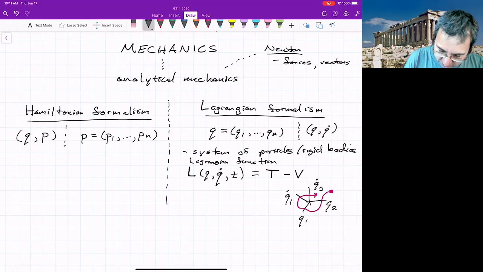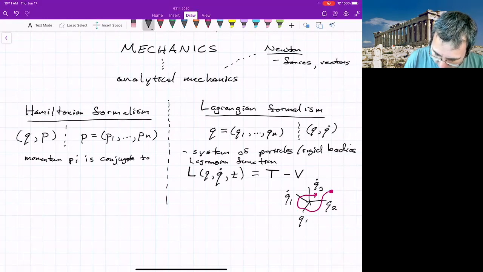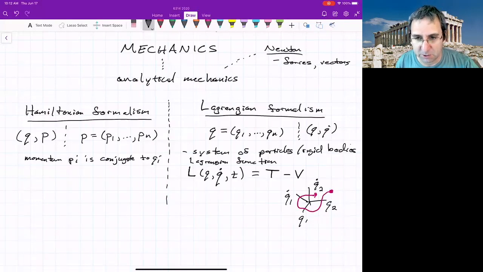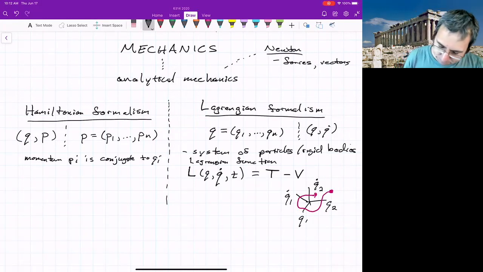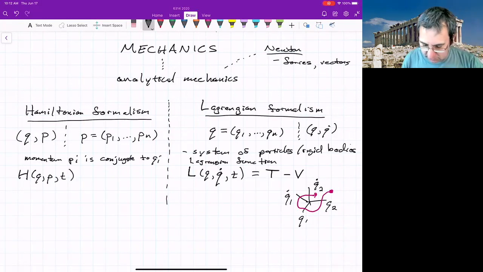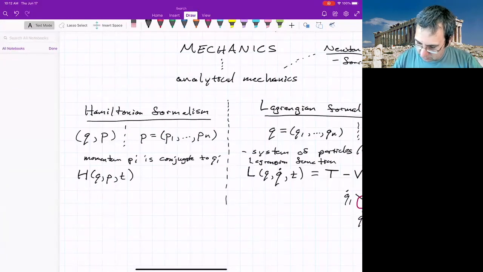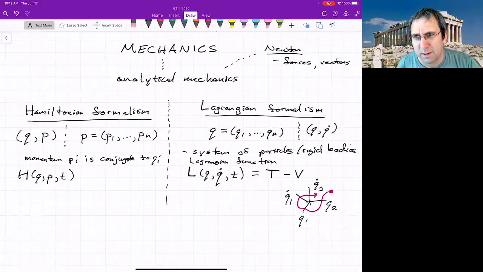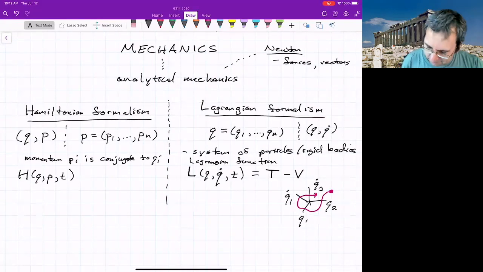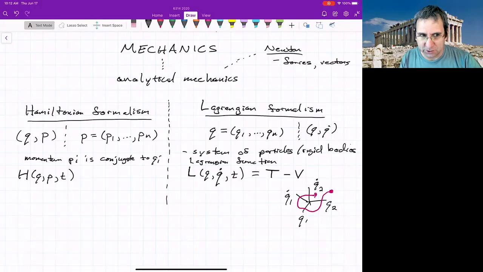So these are momenta, and we say that momentum Pi is conjugate to Qi. And the same thing, you could think of this as coming from a system of particles and rigid bodies, but it's actually more flexible than that. And you get the Hamiltonian function, and it could be a function of Q, P, and T. We typically think of it as coming from the Lagrangian when this is first introduced, but it's actually more general than that.